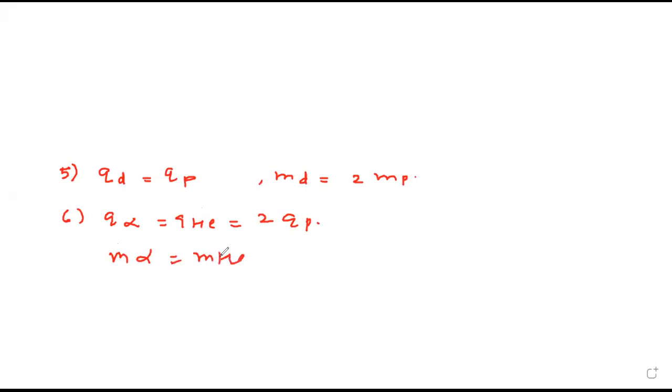Charge of deuteron, I have written, D is deuteron, is same as charge of proton, but mass of deuteron is double the mass of proton. Charge of alpha is same as charge of helium, which is twice the charge of proton, and mass of alpha, mass of helium, is 4 times mass of proton. In ratio related sums, we are going to use this many number of times.